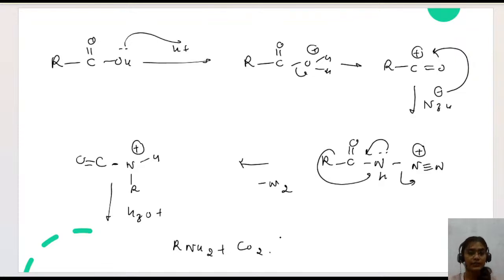This is how to write the single step reaction or single step mechanism, so that we can skip so many arrows. That's it. This is a simple single slide mechanism for this. Okay, this is all for the Schmidt reaction.